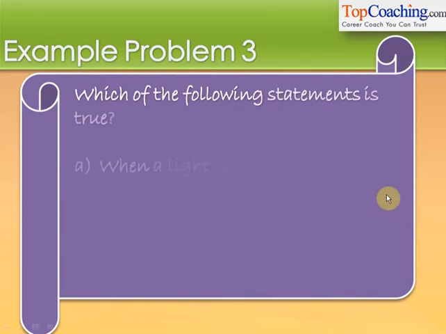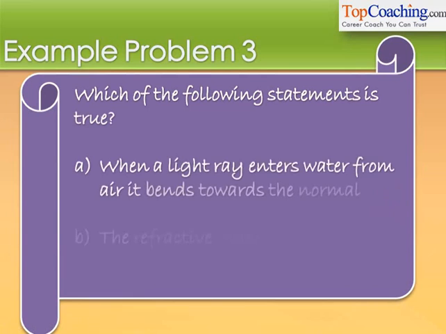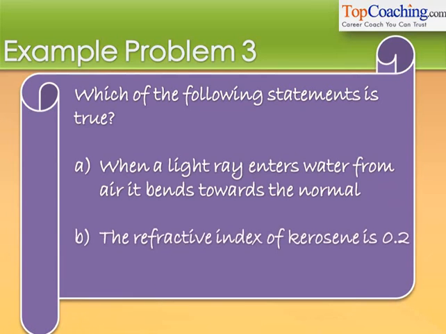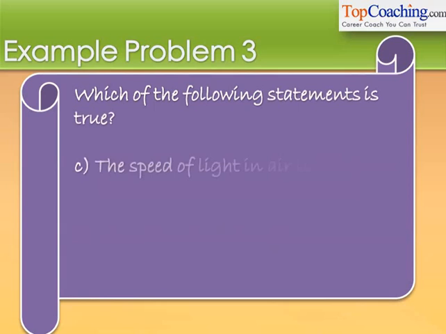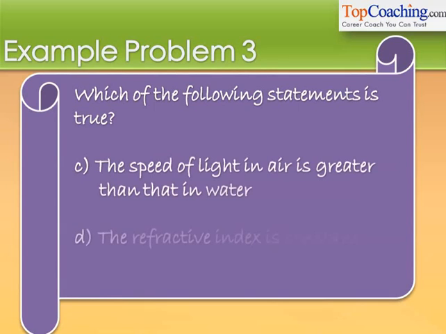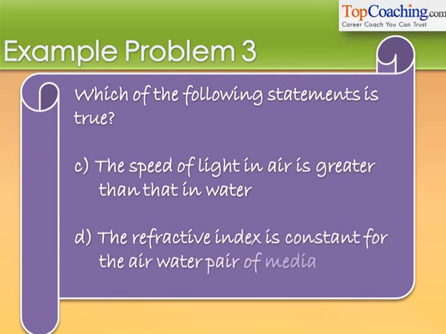Which of the following statements is true? When a light ray enters water from air, it bends towards the normal. The refractive index of kerosene is 0.2. The speed of light in air is greater than that in water. The refractive index is constant for the air-water pair of media. So there you go. We have 4 options and all of them seem complicated. Which of them is correct? Let's look at each option one by one and try to understand which option is correct.